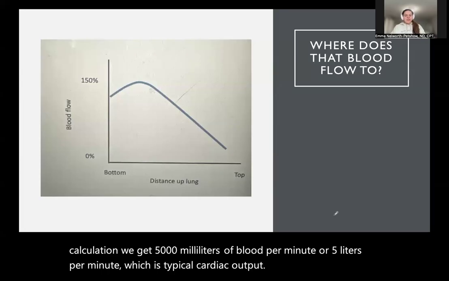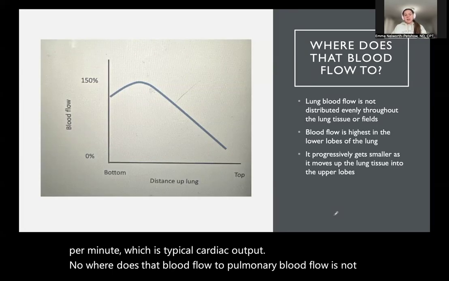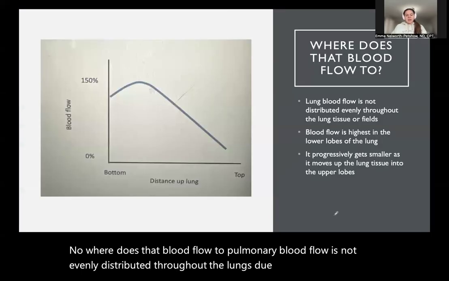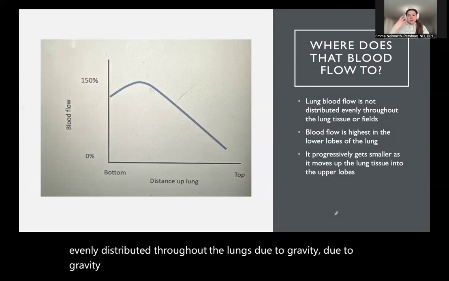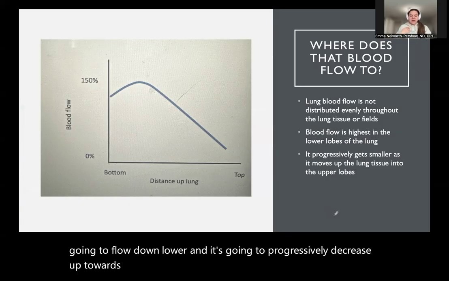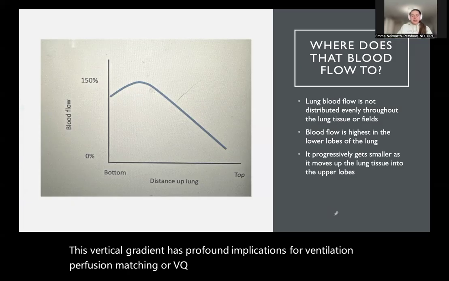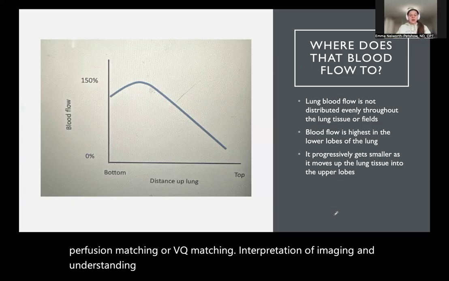Now, where does that blood flow to? Pulmonary blood flow is not evenly distributed throughout the lungs. Due to gravity, perfusion is greatest in our lower lobes because blood is going to flow down lower, and it's going to progressively decrease up towards the apex, towards the top. This vertical gradient has profound implications for ventilation perfusion matching, or VQ matching, interpretation of imaging, and understanding why certain lung regions are more susceptible to disease processes.